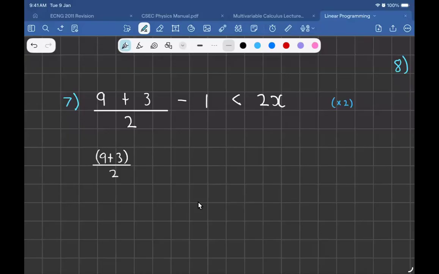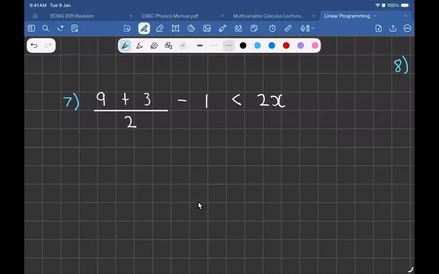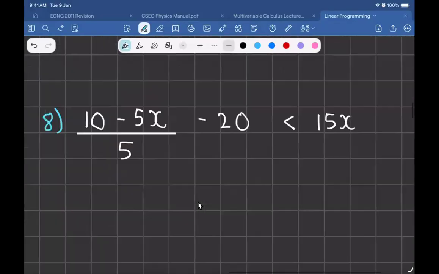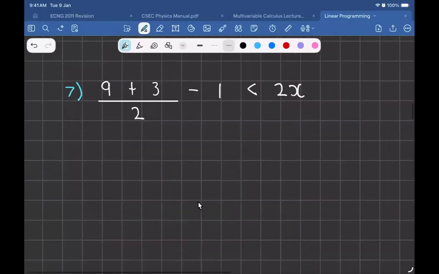Actually, this was a trick question. You don't have to do all this, but you could multiply by 2 if you want. But it's a trick question, because I'm going to show you why. Ria, what is 9 plus 3? 9 plus 3 is 12. For this question, that's way too easy to do it the long way. So 12 goes over 2.